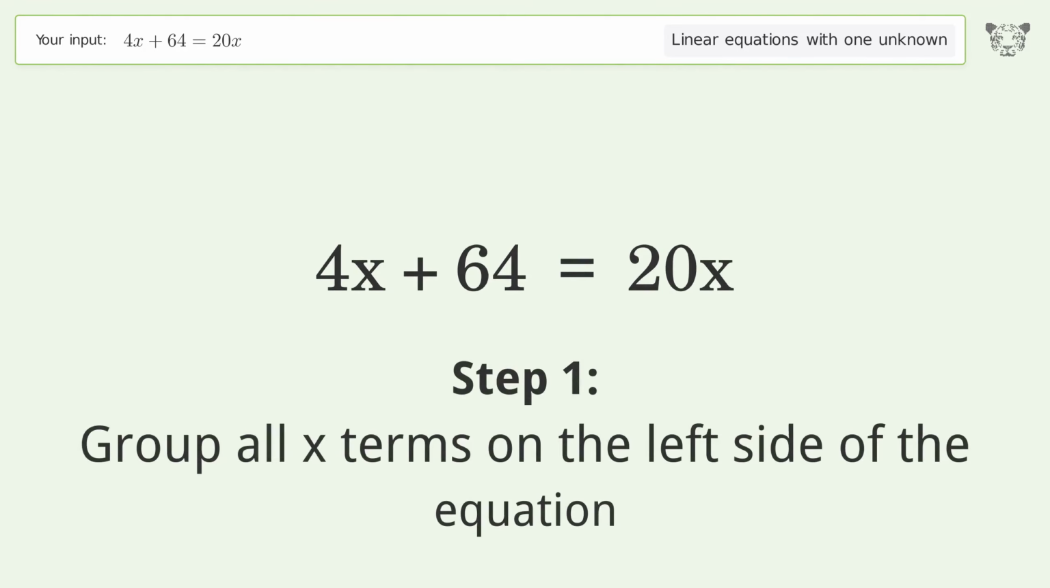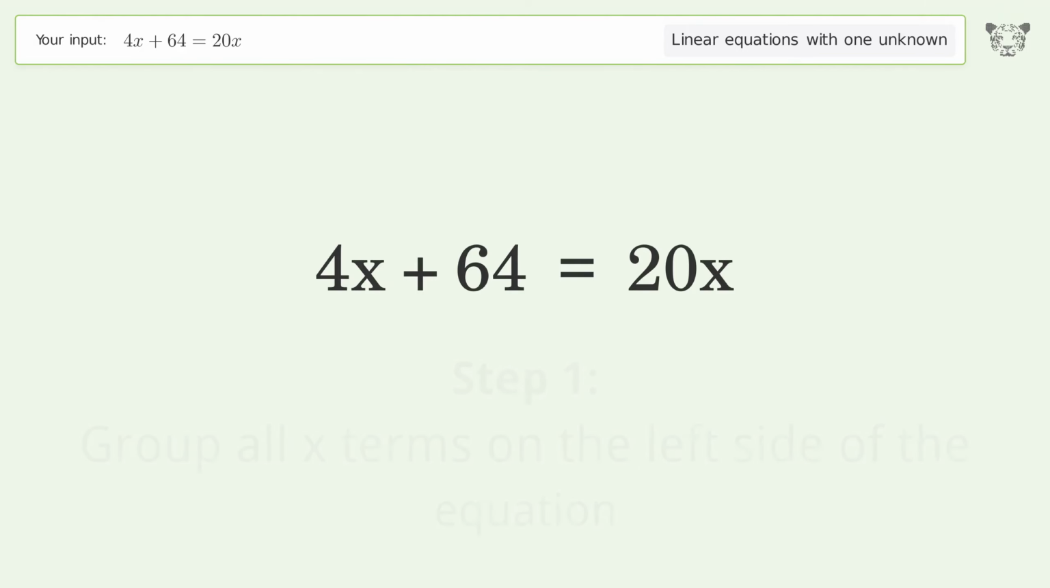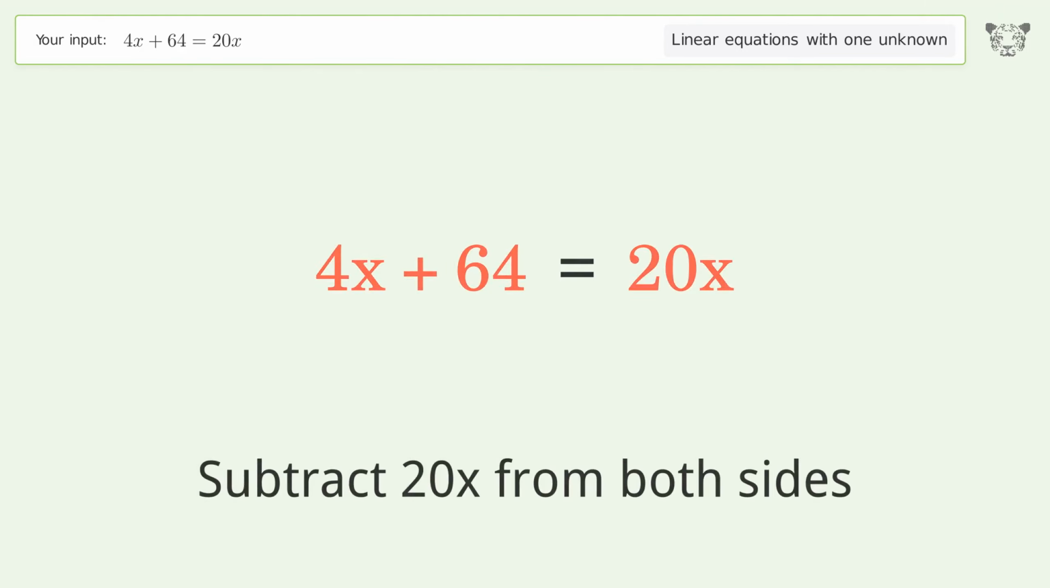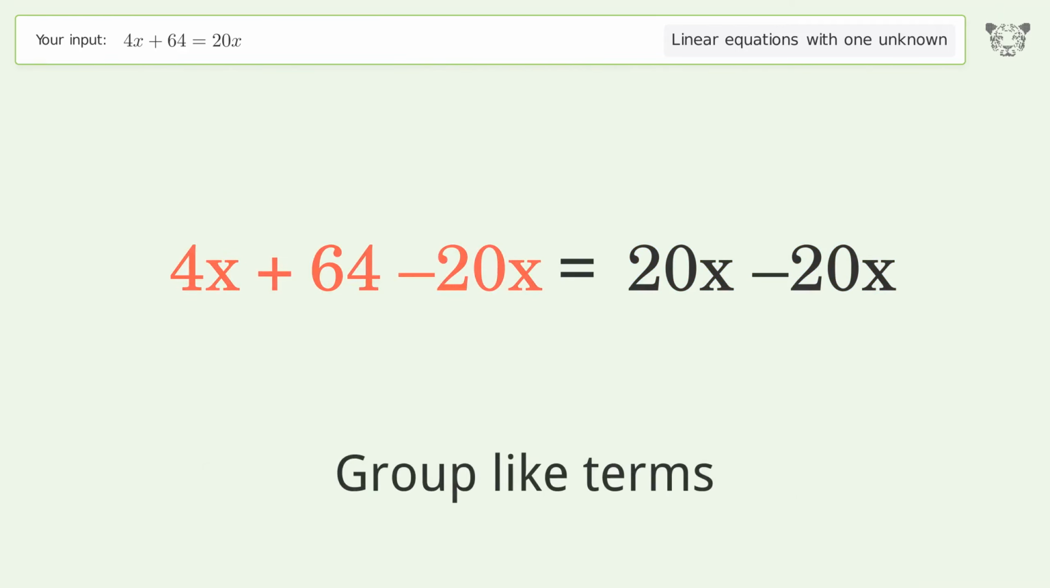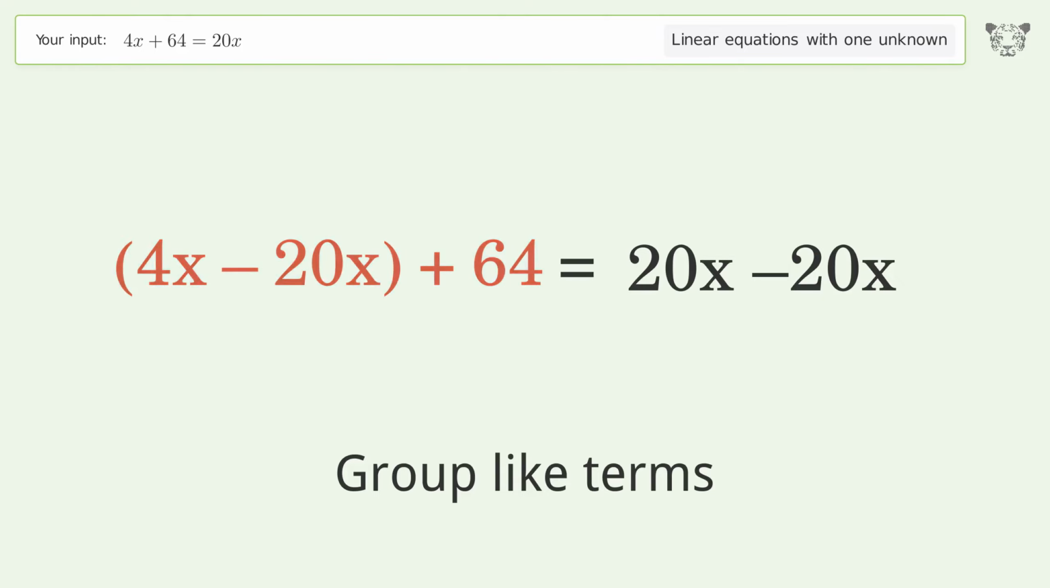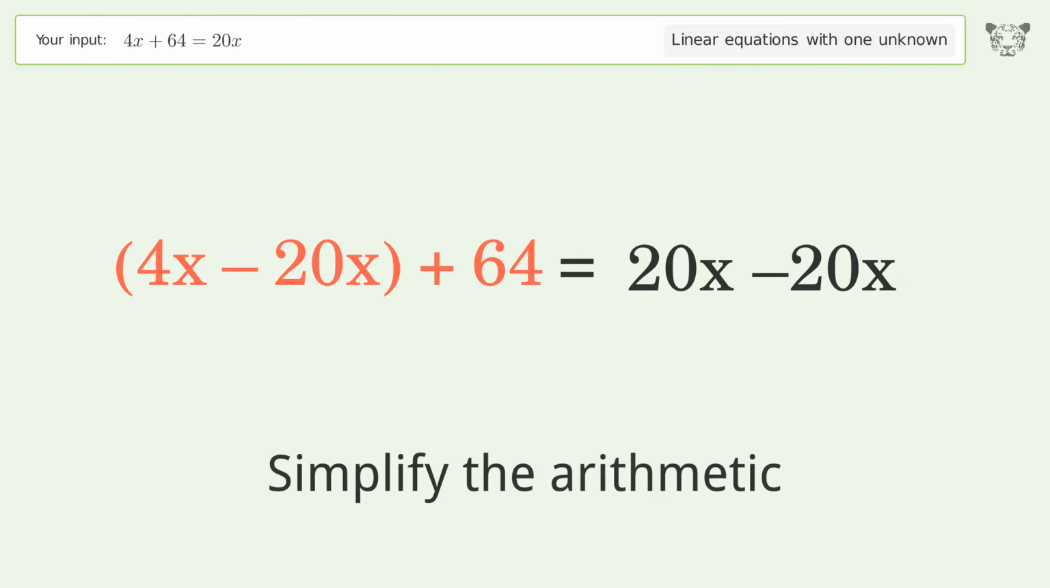Group all x terms on the left side of the equation. Subtract 20x from both sides. Group like terms. Simplify the arithmetic.